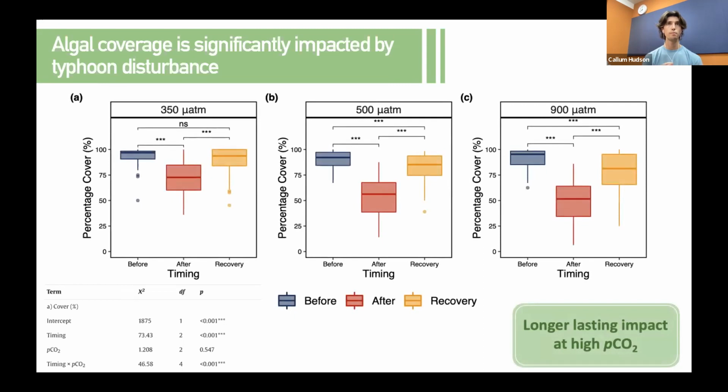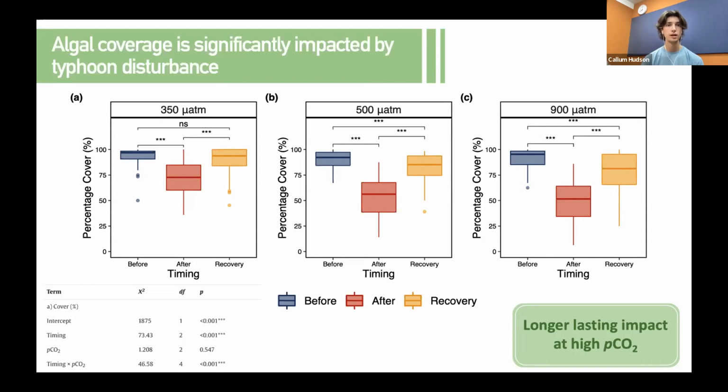And when we compared these algal coverages between each of these time periods with post-hoc pairwise PERMANOVAs, we confirmed that the algal communities under different CO2 conditions responded to typhoon disturbance differently. So we can see here that algal percentage cover before and after typhoons differed significantly at each location, being reduced during the typhoon season once that disturbance comes through.